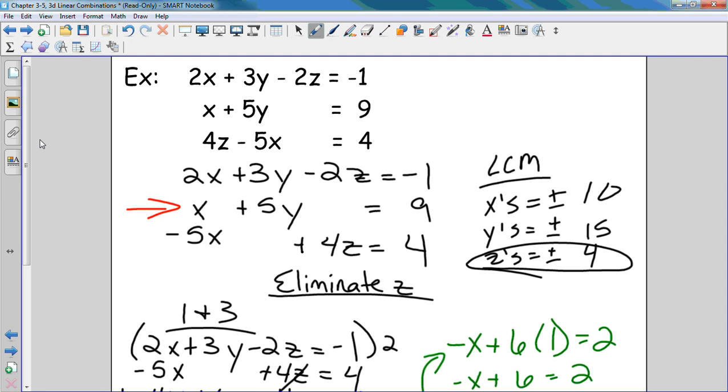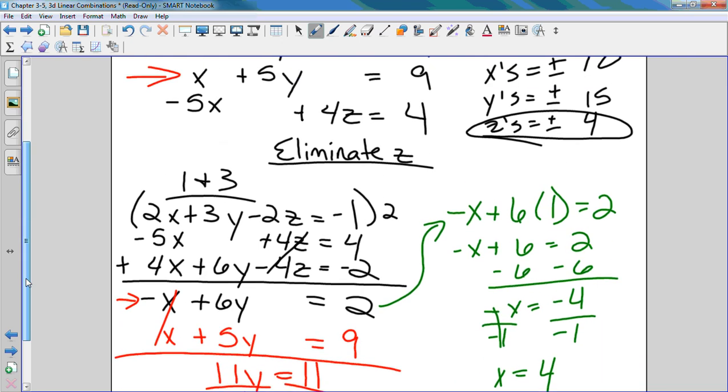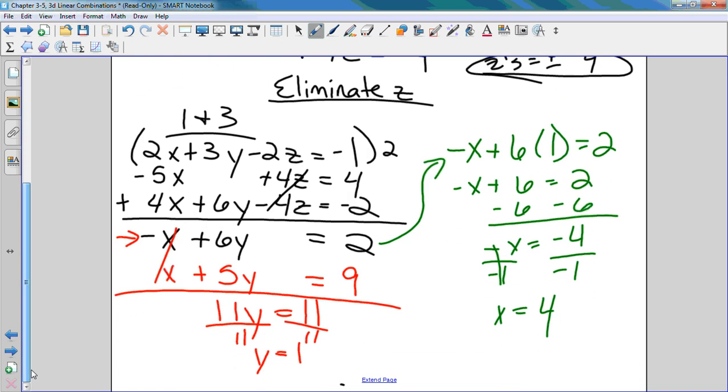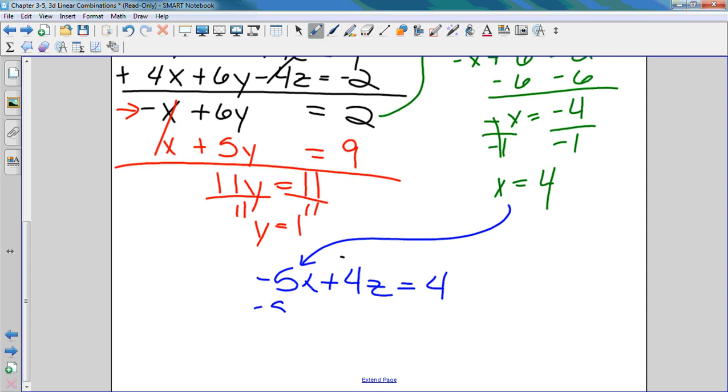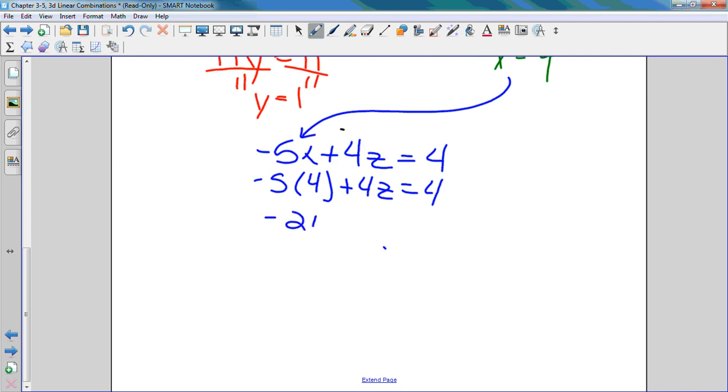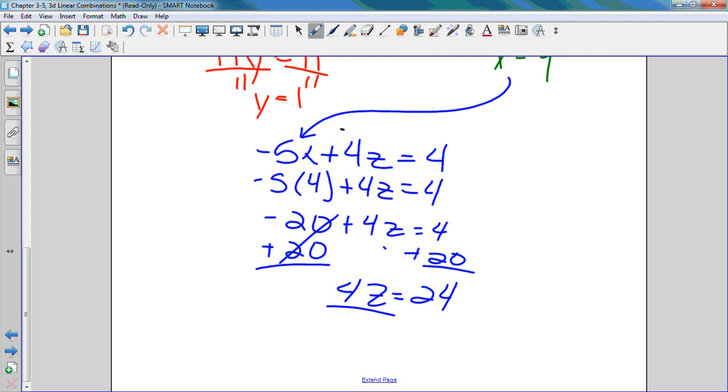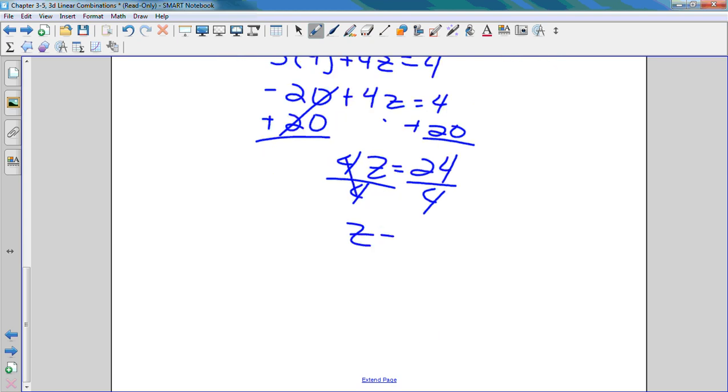So if I have negative 5x plus 4z equals 4, and I plug in my x for 4, I can find z. So negative 5 times 4 plus 4z equals 4. Negative 20 plus 4z equals 4. Add 20. 4z equals 24. z equals 6. So what's my point of intersection? 4, 1, 6. Very good one.